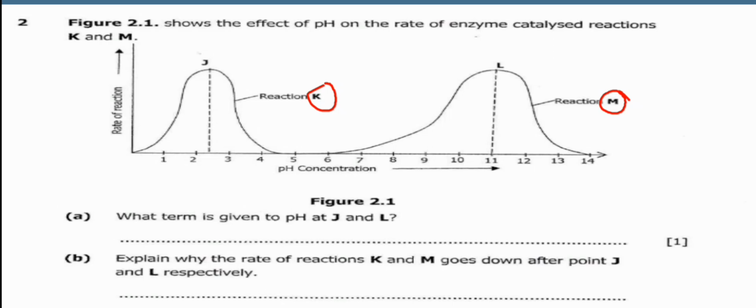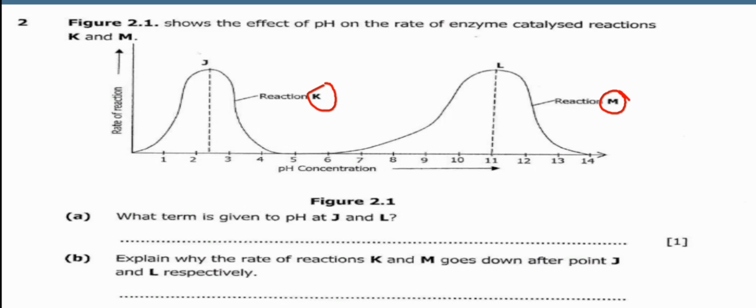Then reaction M is working under alkaline pH, and I've given you examples of the region in the alimentary canal where you're going to find the alkaline pH, that is in the duodenum or in the mouth. So reaction M can work well in the mouth or in the duodenum.